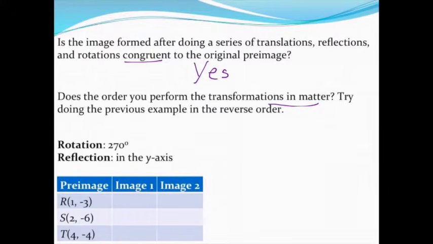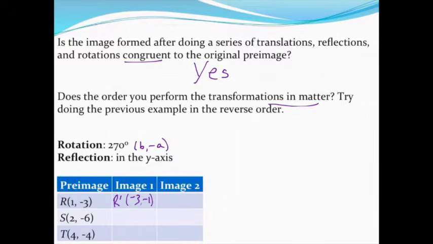So let's go ahead and do our 270 rule. Our 270 rule, recall, is to do (B, opposite A). So switch the order and then change the sign of the number in back. So doing that rule first, our R prime ends up at the coordinate (-3, -1).